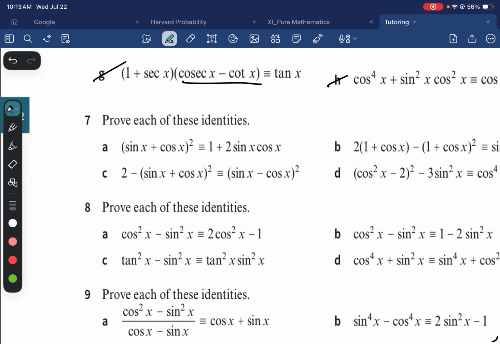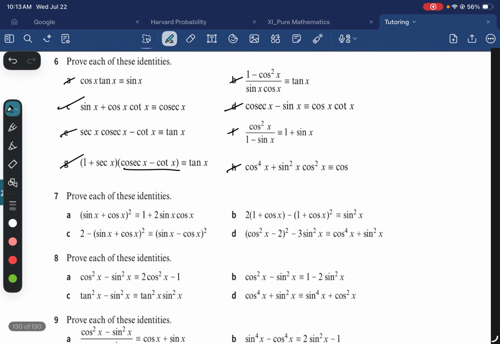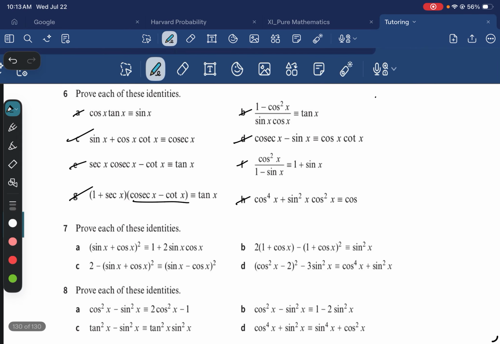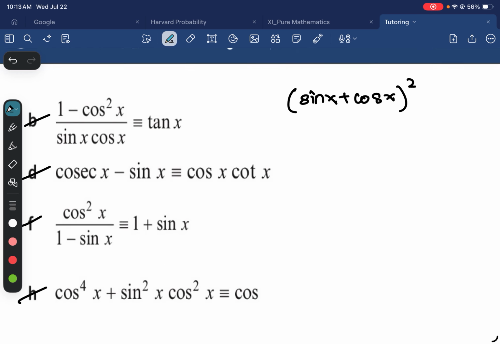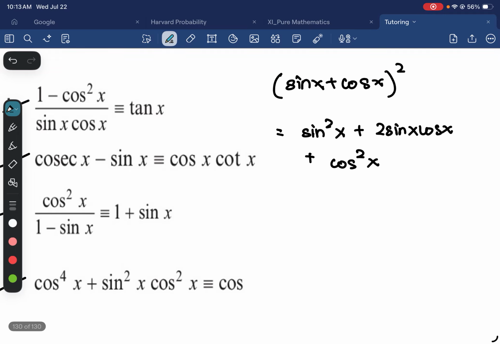So question 7 says prove each of these identities. So we'll just work with the left-hand side. For 7a, we have (sin x + cos x) squared. If you expand this, I get sin squared x plus 2 sin x cos x plus cos squared x. If you remember your binomial theorem, and if you don't, please go back and check the videos from chapter 2.